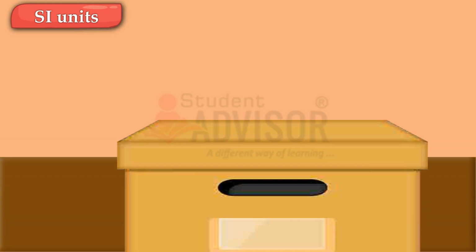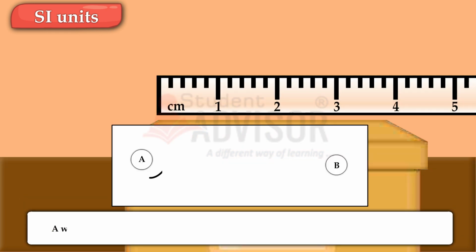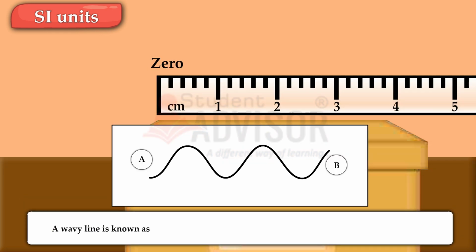Measuring the length of a curved line. A wavy line is known as a curve. The curved line cannot be measured directly by using a scale. It can be measured with the help of a thread and a scale.